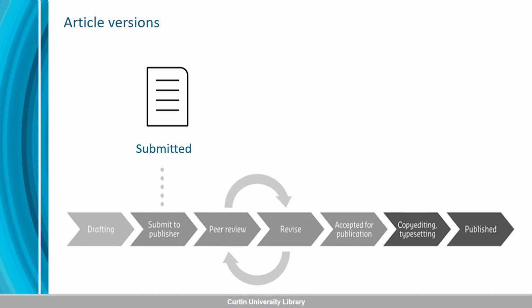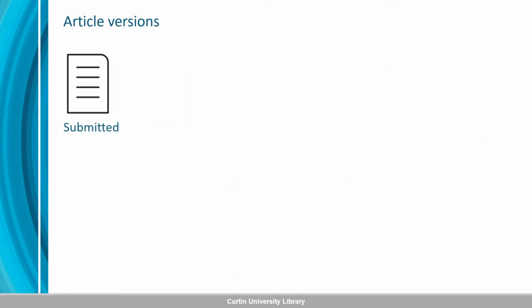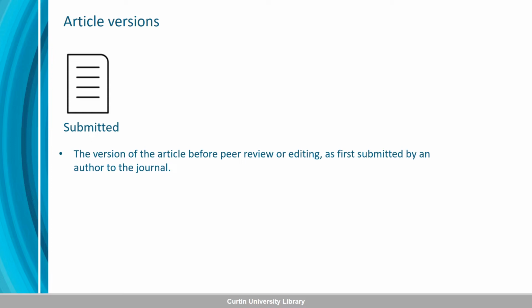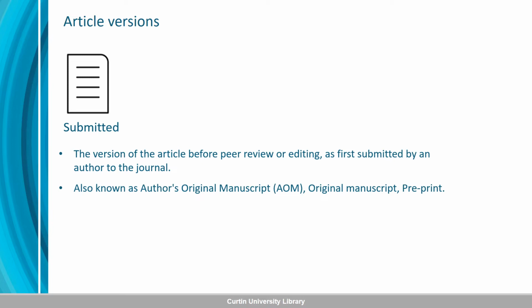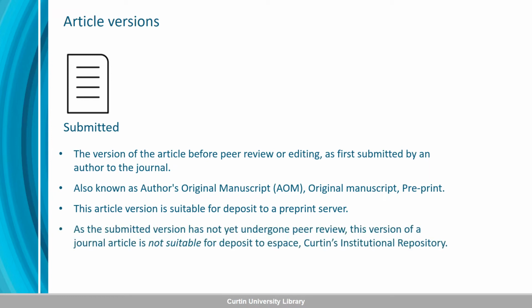The submitted version is the version of the article before peer review or editing, as first submitted by an author to the journal. It is also known as the author's original manuscript, or preprint. This article version is suitable for deposit to a preprint server. However, as the submitted version has not yet undergone peer review, this version of a journal article is not suitable for deposit to eSpace, Curtin's institutional repository.